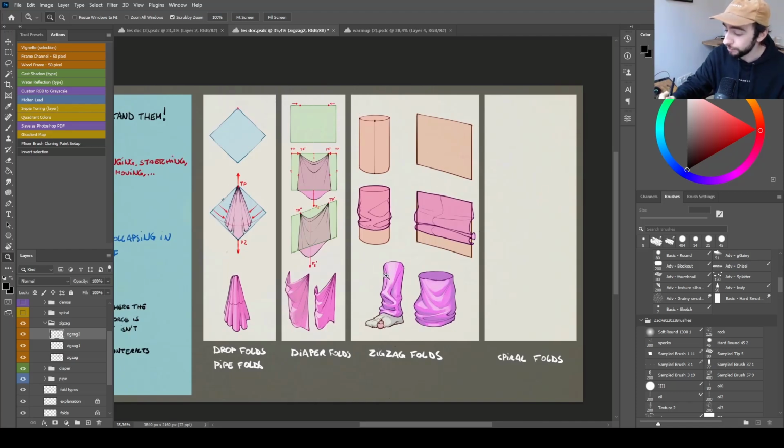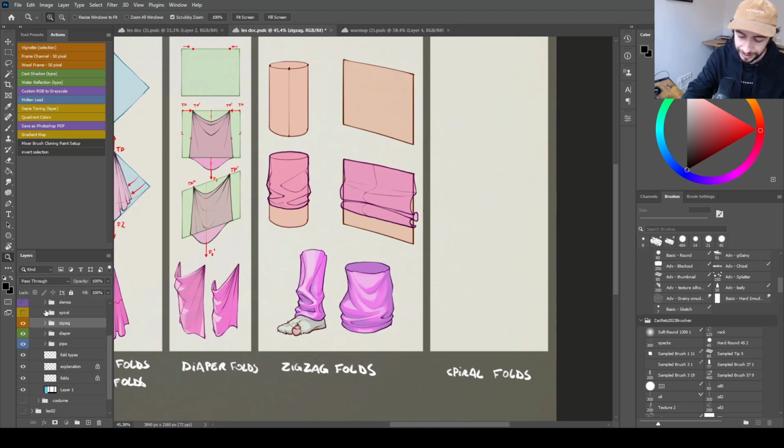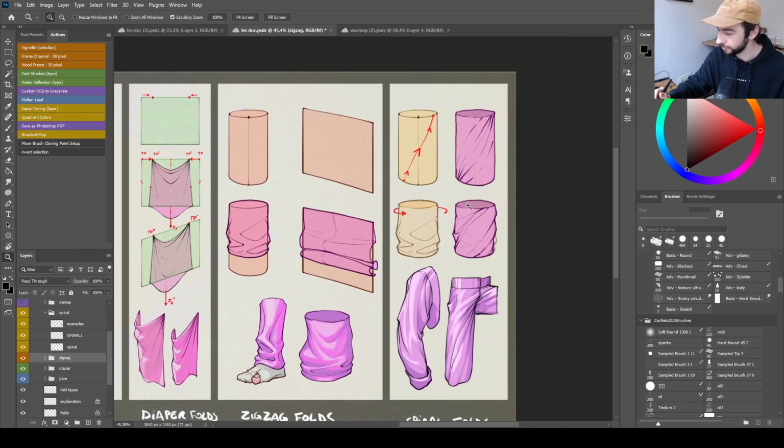We already have 3 different types of folds, and you can already see how these 3 really allow for a lot of variation in your work. So let's move on to the final one that we're going to discuss, and that's going to be the spiral fold in this case.